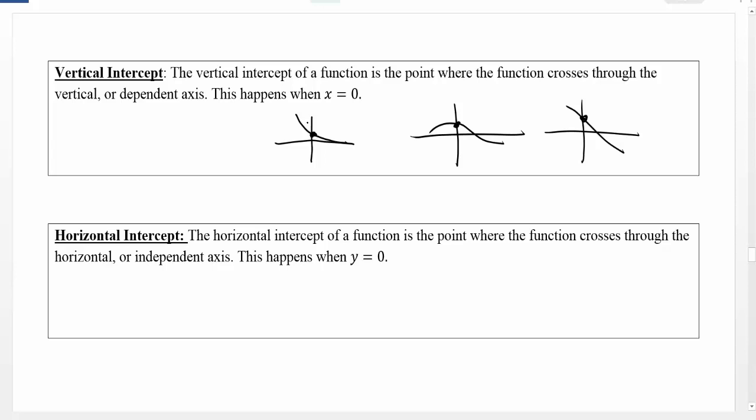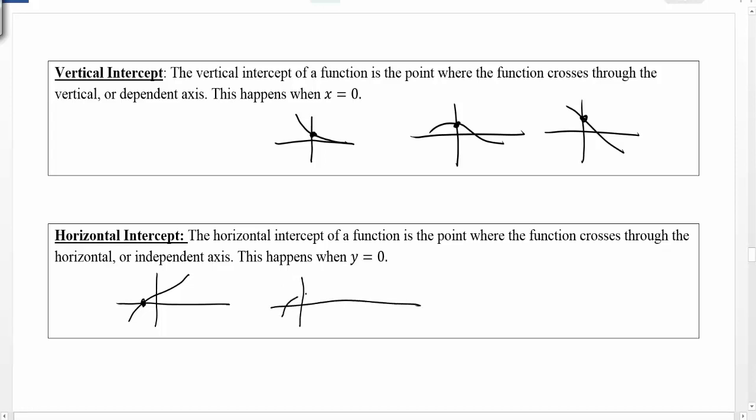The horizontal intercept is going to be where our function crosses through the horizontal or independent axis. This is going to happen when the dependent value equals 0. So for example, if we have a function that looks like this, our horizontal intercept is over here to the left. It's where we cross through the horizontal axis. Now, as you can imagine, we could have many horizontal intercepts like this.